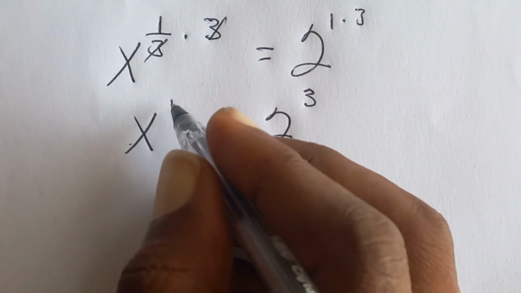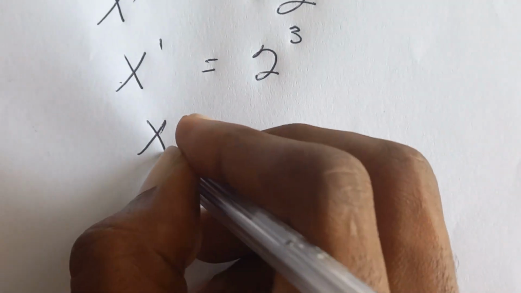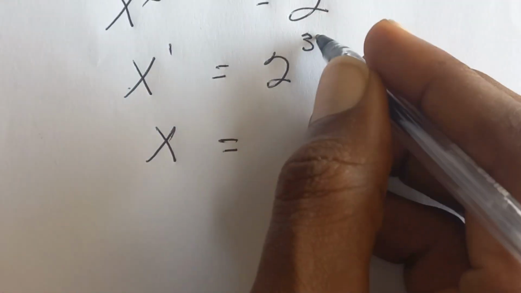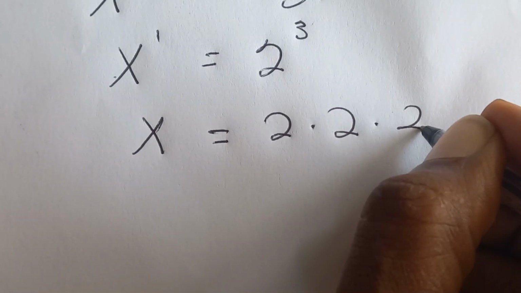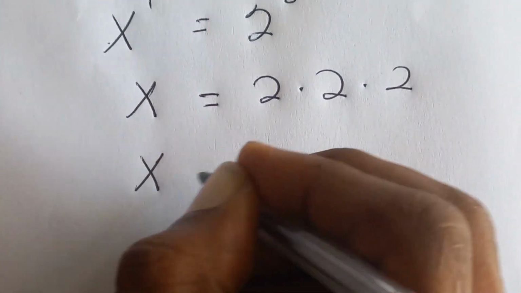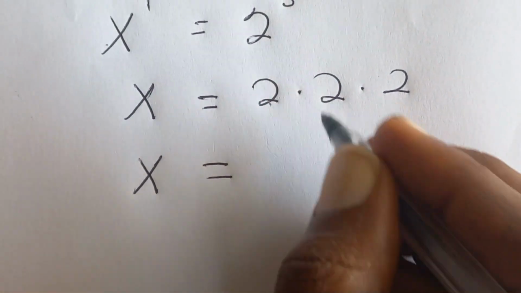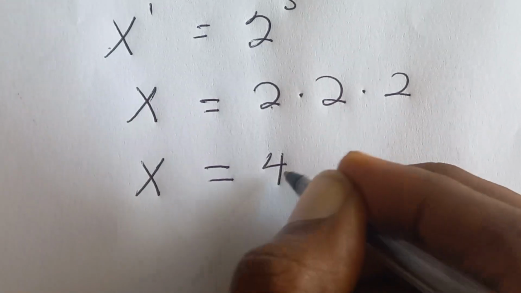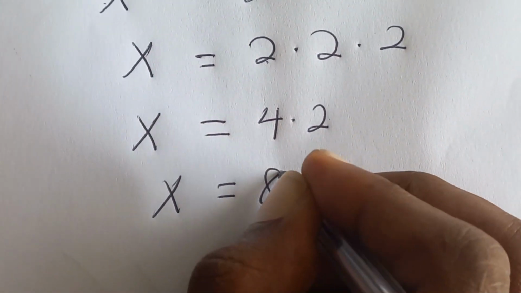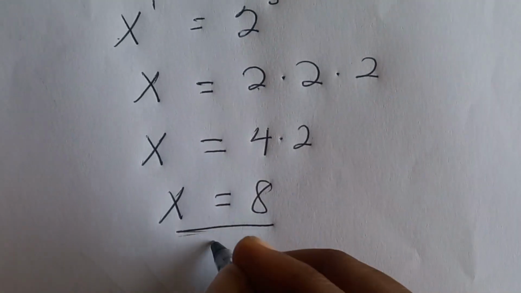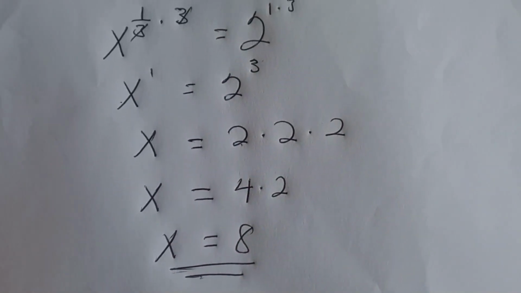And x exponent 1 is the same as x, which is equal to 2 exponent 3, which is the same as 2 times 2 times 2. Okay, so our x is equal to 2 times 2, which is 4. Okay, times 2. So our x is equal to 8. So this is our solution for this equation.